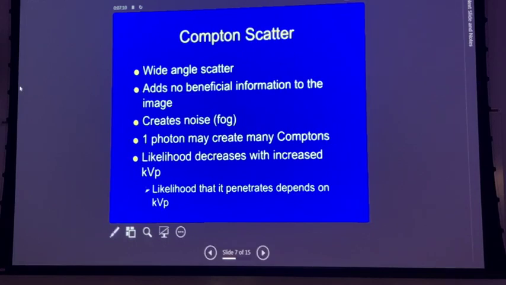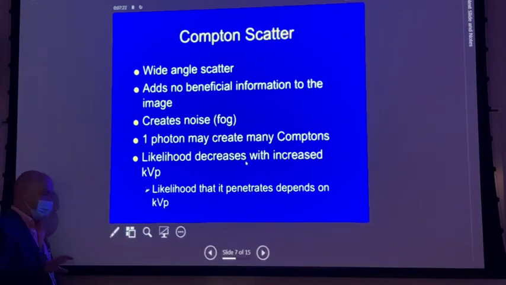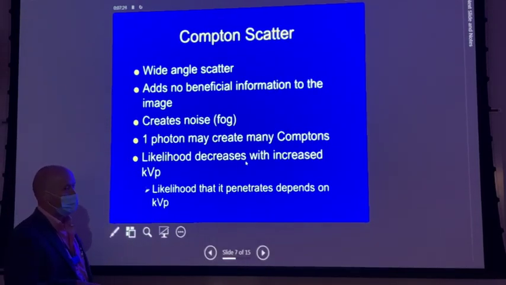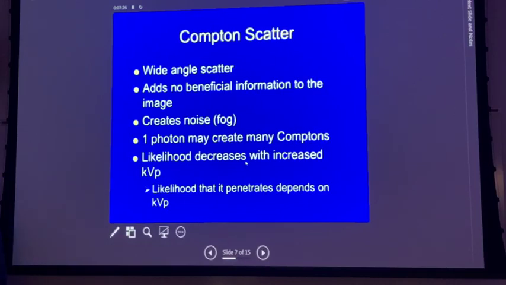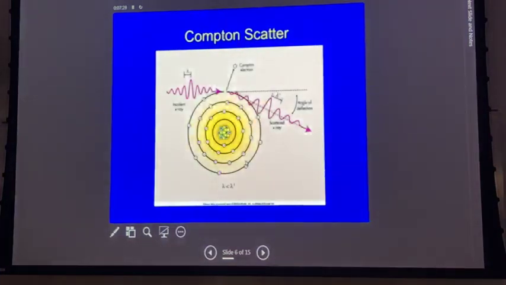So it's wide angle scatter, adds no beneficial information to the image. It just creates noise. One photon may create many Compton interactions inside of the patient. Okay, so this is something that we just don't stress a whole lot. But what's going on inside of the patient is very similar to what's going on inside of the target.